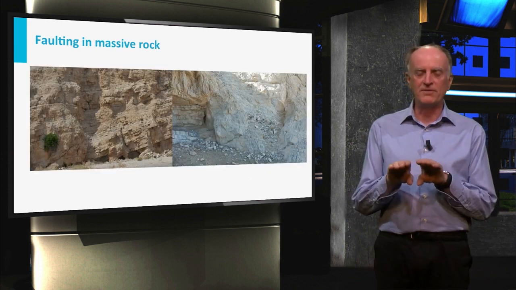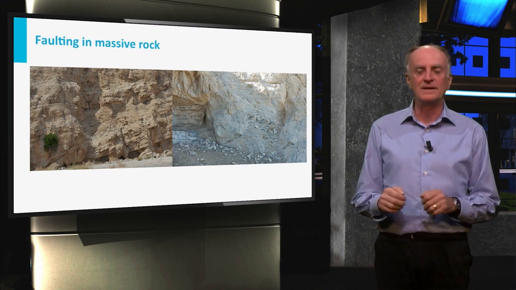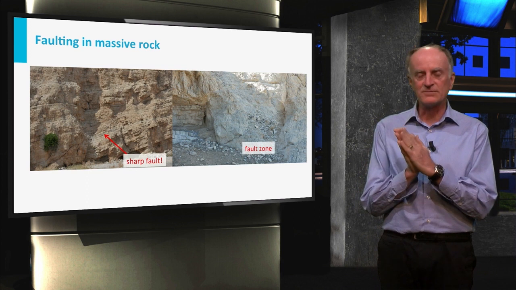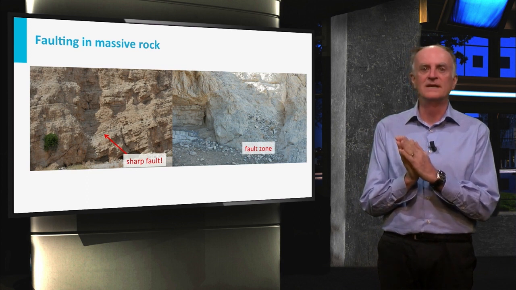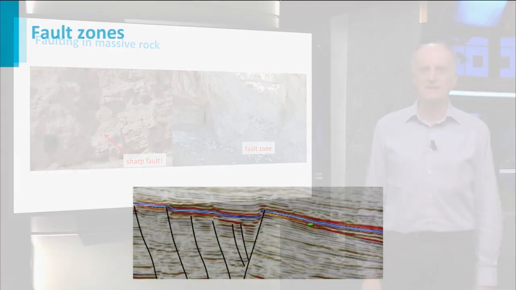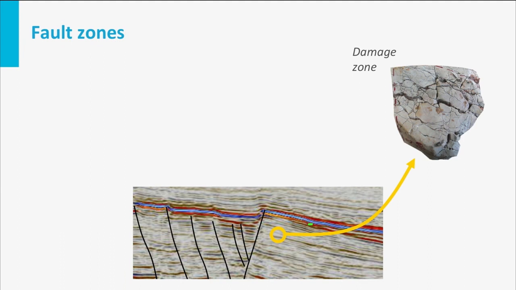When the rock is fully lithified and has a massive behavior, things are very different. Some faults can be very sharp, with deformation strictly confined to the fault plane. Other faults can be tens of meters thick and develop fault zones. In fault zones, we define a damage zone characterized by a large number of fractures with little displacement.